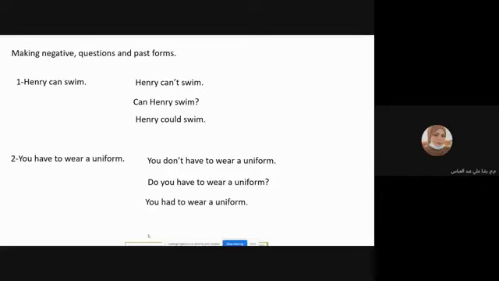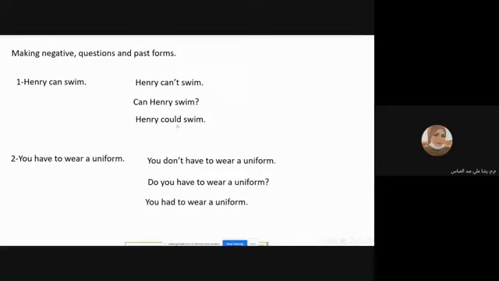Now, how to make negatives and questions in the past form with can, have to, has to, and are allowed. Henry can swim. We can pronounce it can or can, so we have two forms, strong and weak. Henry can swim. For negative, we can say Henry can't swim. In a question, can Henry swim? And in the past, we say Henry could swim.